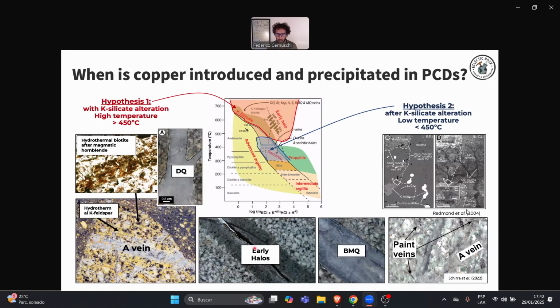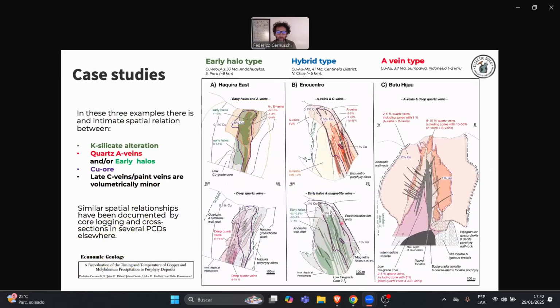And then in the ore zones in these deposits where you have the high-grade copper, you have barren quartz veins and veins with moly that don't have copper sulfides, and they're also affected by these multiple generations. So this is what we discussed in that paper published last year.